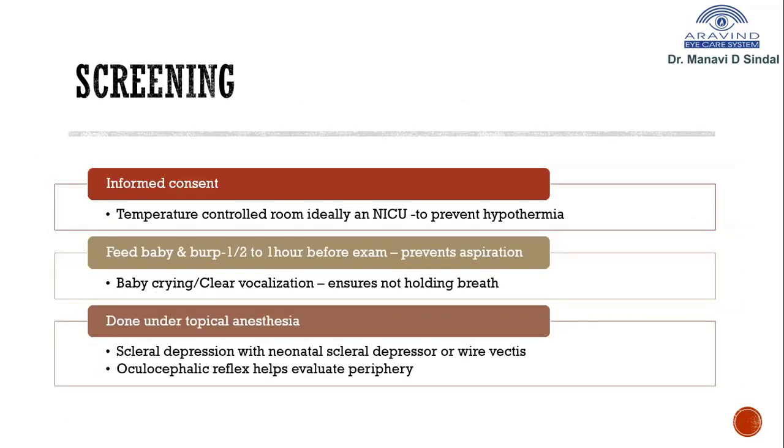So how do we screen? You take an informed consent. It should be done in a well temperature controlled room to maintain the temperature of the baby, usually in the NICU itself. The baby should be fed and burped at least half an hour before the procedure, because you don't want them to regurgitate and have an aspiration.